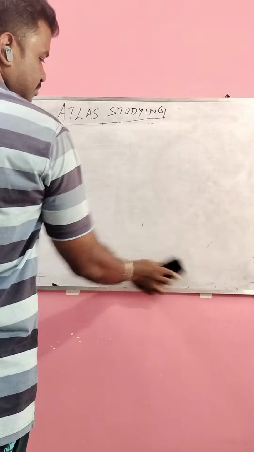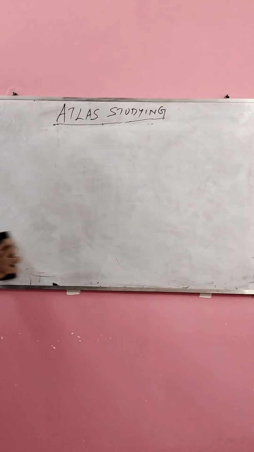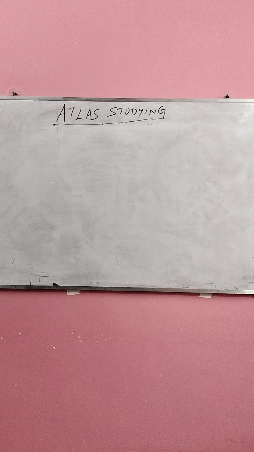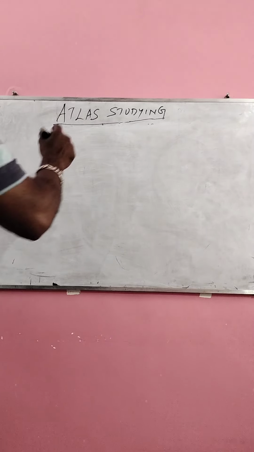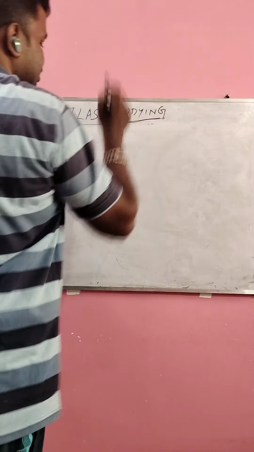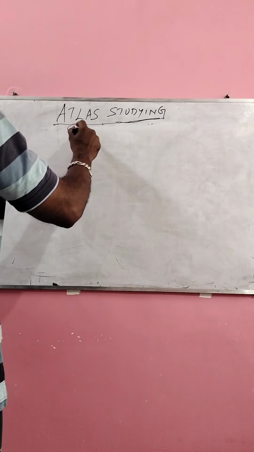Take your own time. It is your choice to choose a region, whether it is Indian geography or world geography. It is your choice to choose either political geography or physical geography. After completing political geography and physical geography for both India and the world, you should choose certain topics in the atlas. They are called thematic maps.